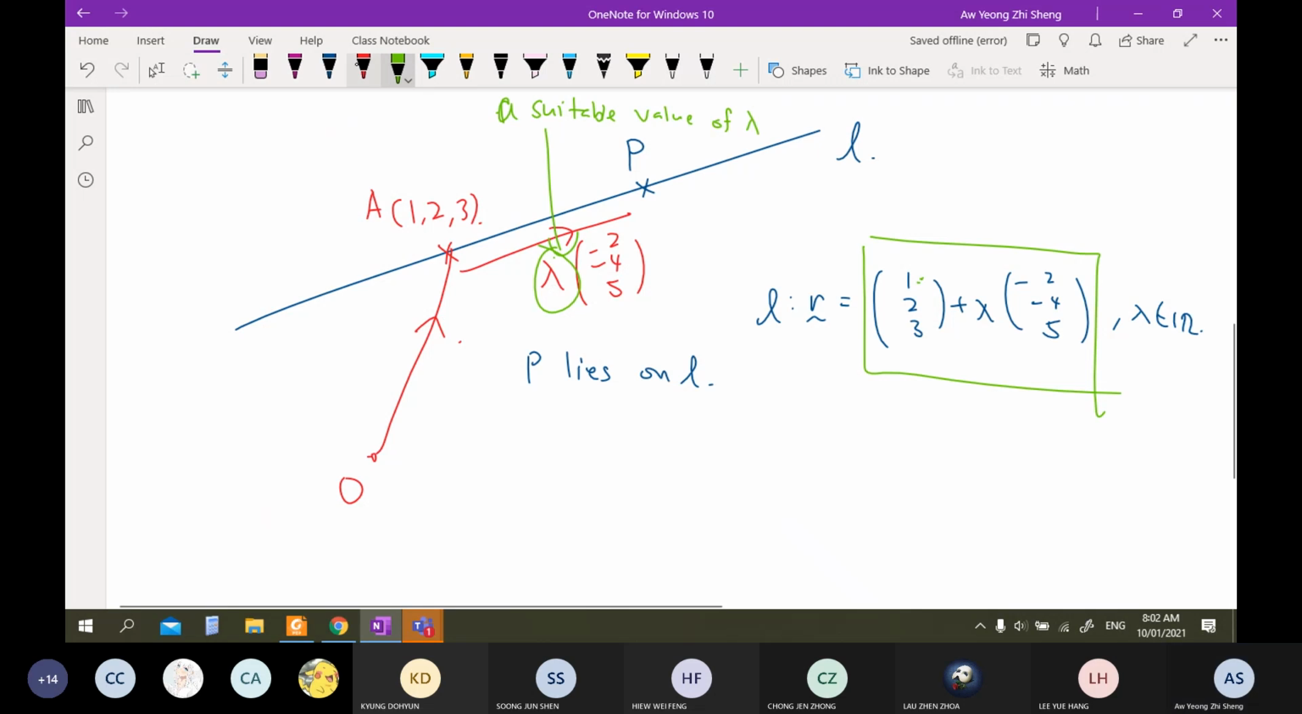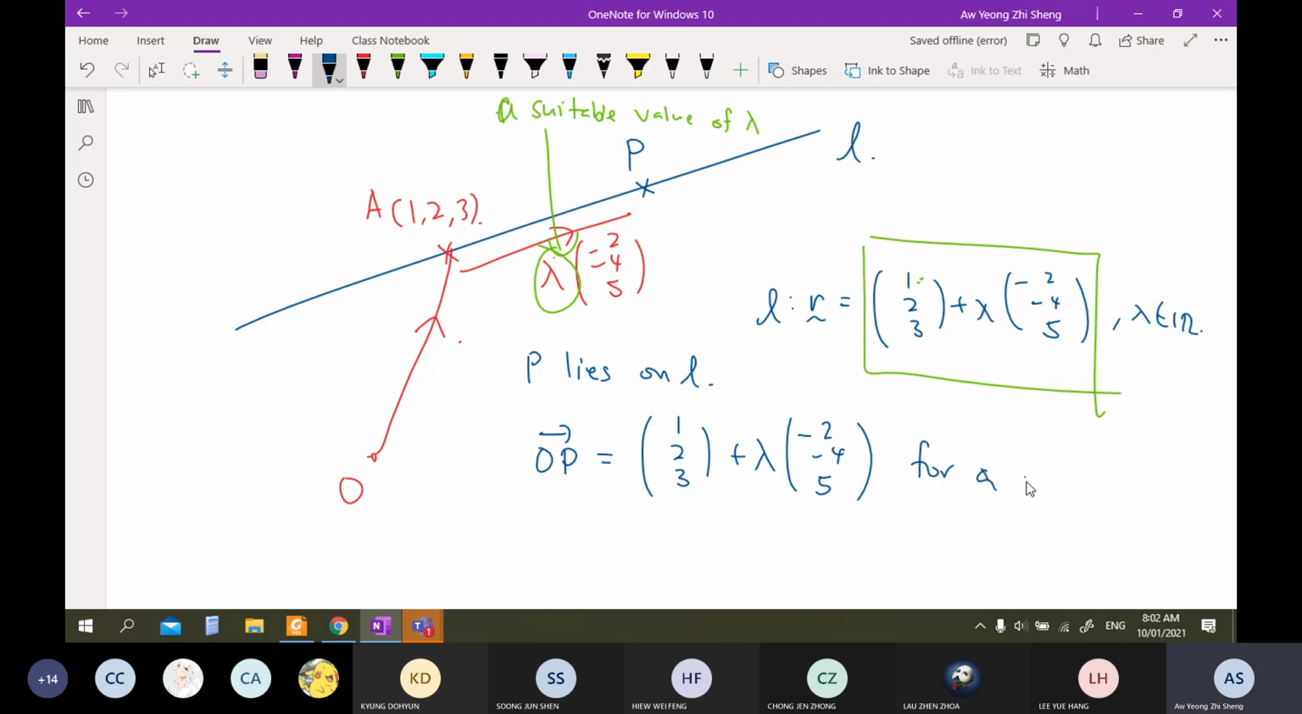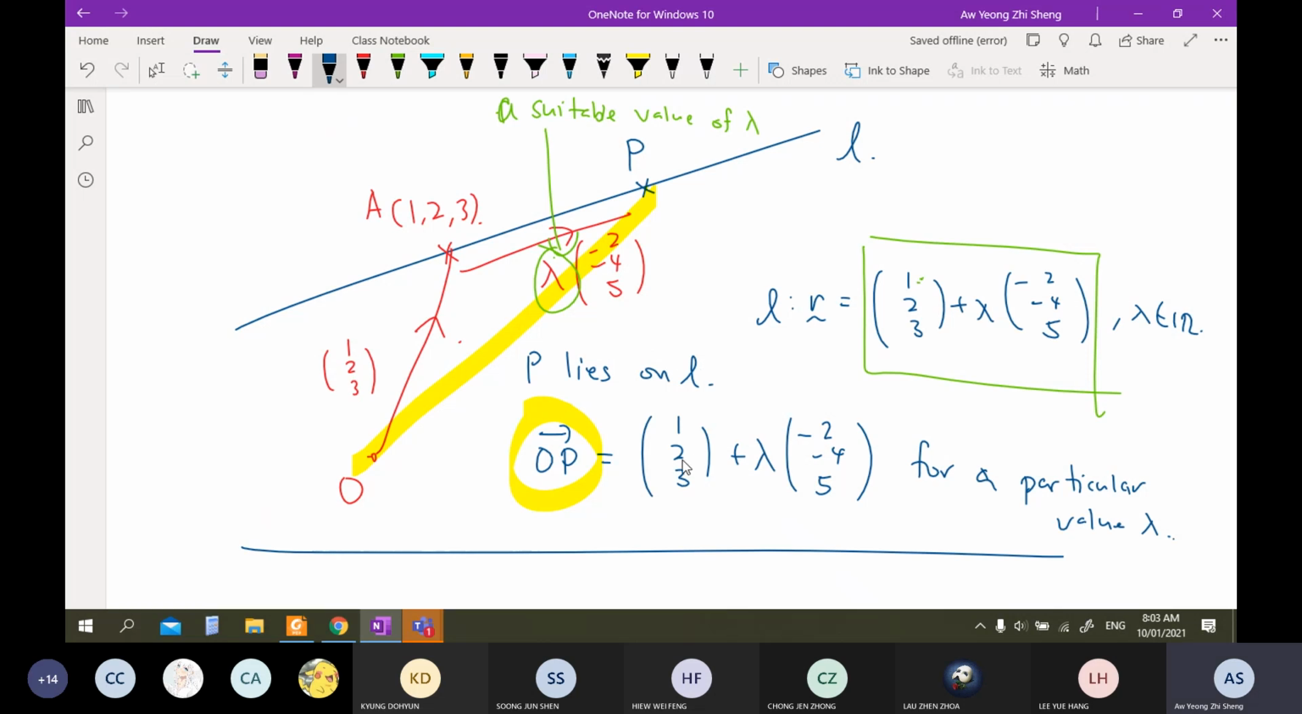So that means if you know P lies on L, then the vector OP will be equal to the vector 1, 2, 3 plus lambda minus 2, minus 4, 5 for a particular value of lambda. Because taking the vector 1, 2, 3 followed by a suitable scalar multiple of the direction vector, it actually leads you from O to P. That's why the left-hand side becomes OP. Actually, this is one useful piece of information that we will frequently use later in this chapter. Next.